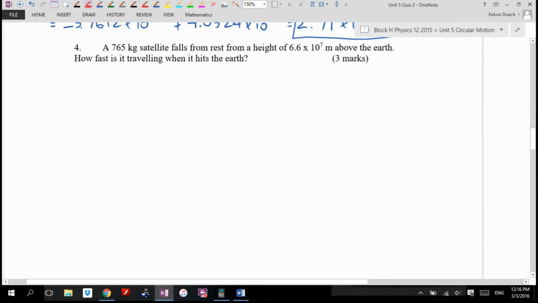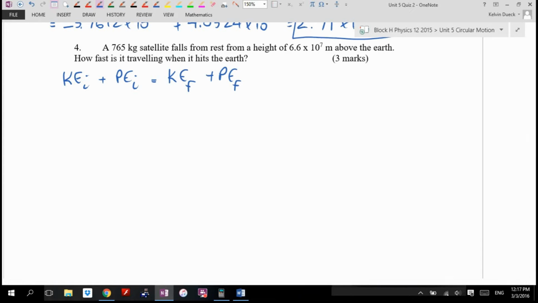Clay, what's number 4 want me to find? How fast it's traveling? Oh, it's not asking me to find how much work? No. Oh, this is a job for conservation of energy, sorry. KE initial plus PE initial equals KE final plus PE final. Clay, are we starting in outer space? Say yes. Yeah, then I can't use mgh. Although I can do this, yay! Because it does say falls from rest.